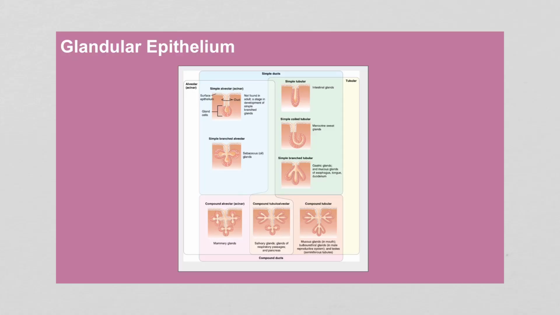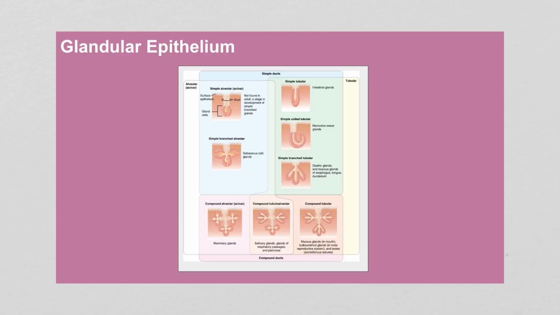Epithelial tissue also forms glands. So there's endocrine glands, which are ductless, and they secrete hormones directly into the blood. And then there are exocrine glands that have ducts and release things like sweat, mucus, and saliva onto the external surfaces.